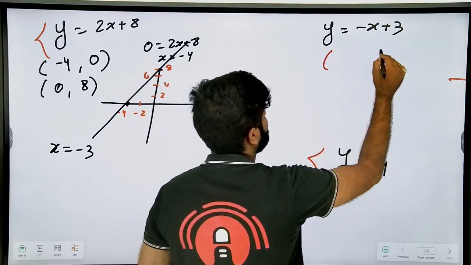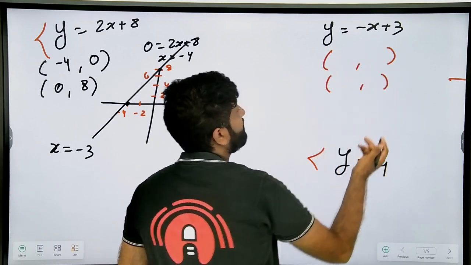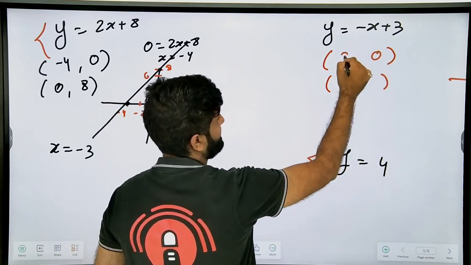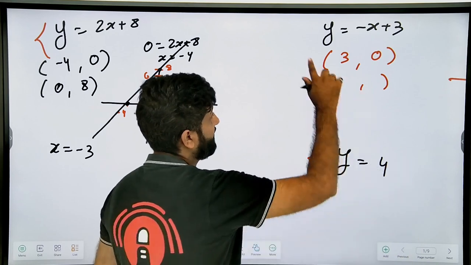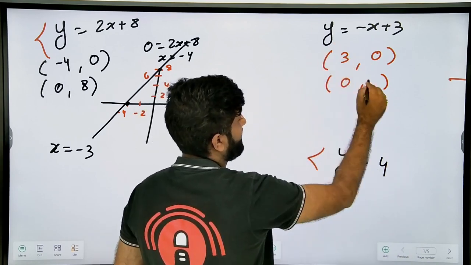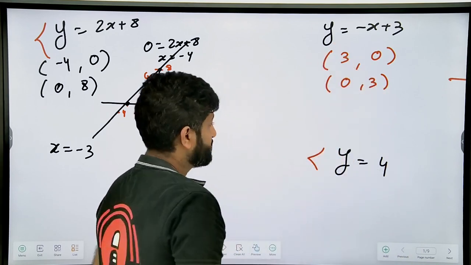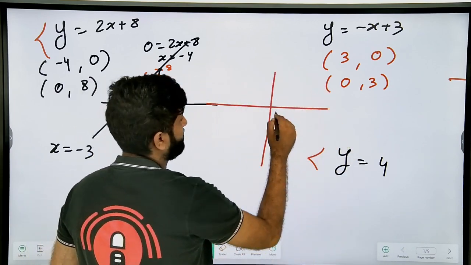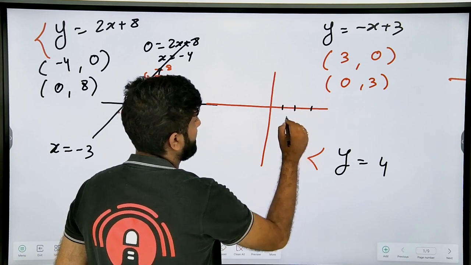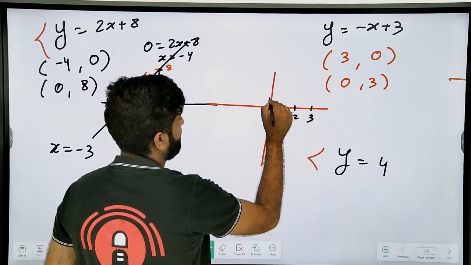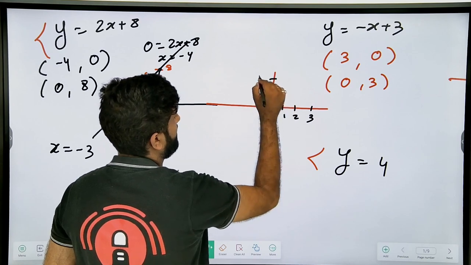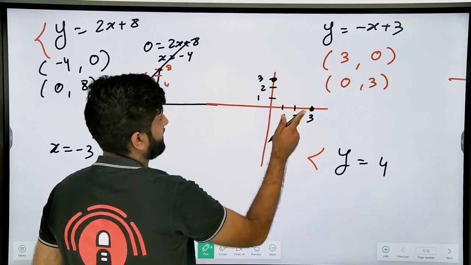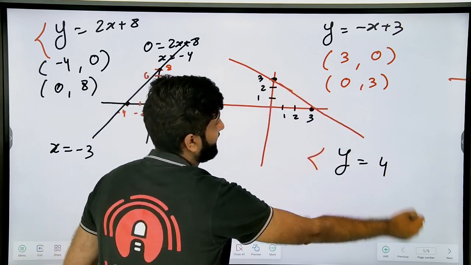Now guys, what is my x intercept? X intercept is a point where my y is 0. So if I substitute y as 0, I'll have my x as 3. And when my x is 0, y is going to be 3. So for this line, let's say this is my graph. I'll have to first find out the points 1, 2 and 3, and in the same way 1, 2 and 3. Now from these 2 points, this is my point (3, 0) and this is (0, 3). So using a scale, I'll draw a line.